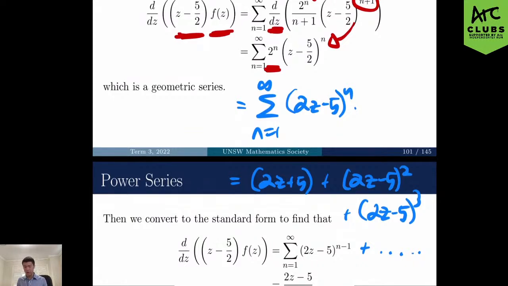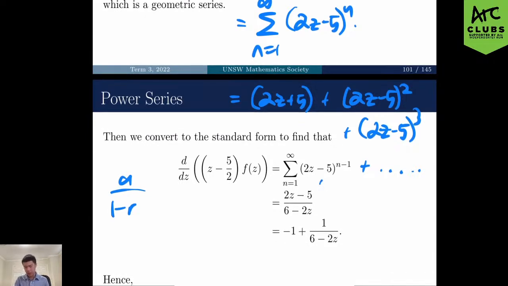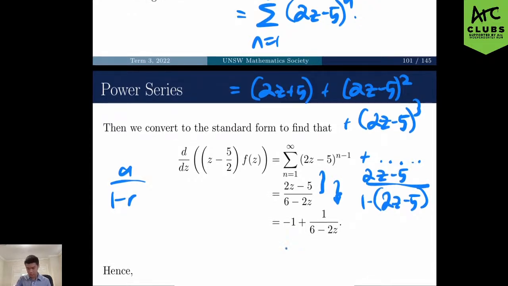And then you can use what I just talked about, which is the same thing where you do a divided by 1 minus r. So you've got 2z minus 5, there'll be 1 minus (2z minus 5) on the bottom, and you'll end up with this.